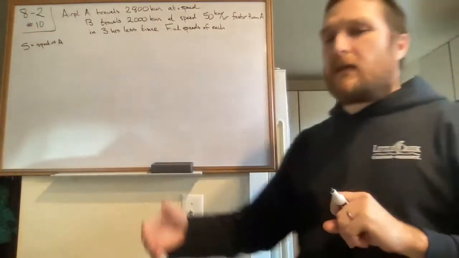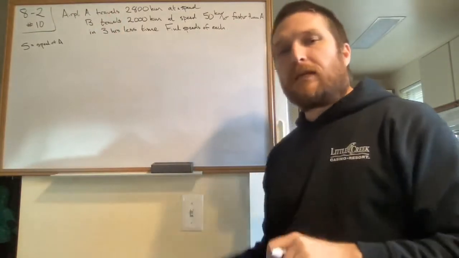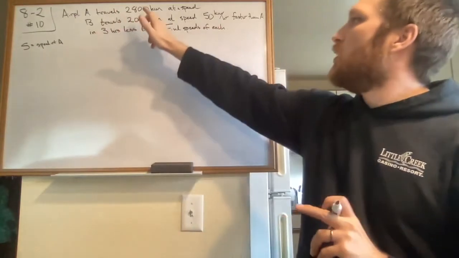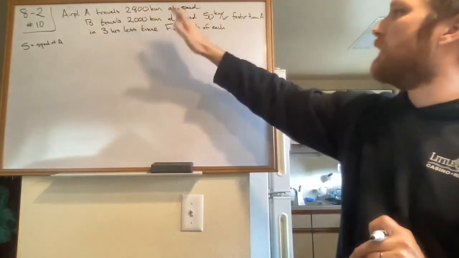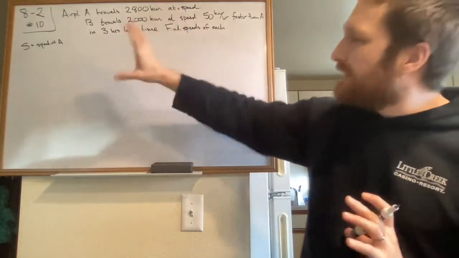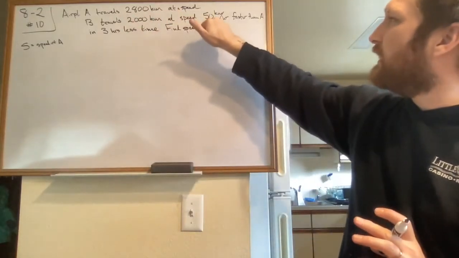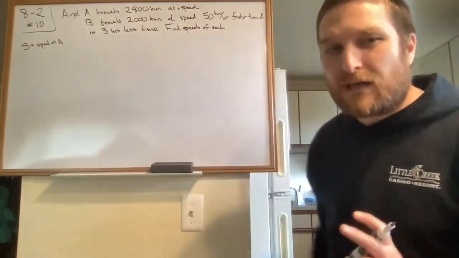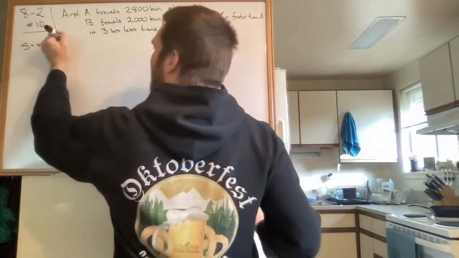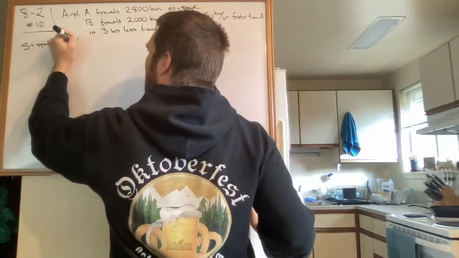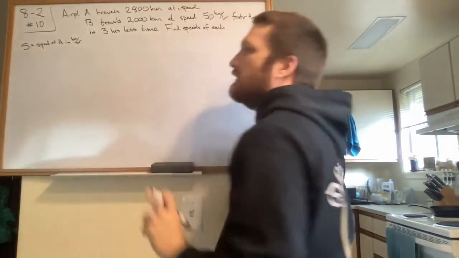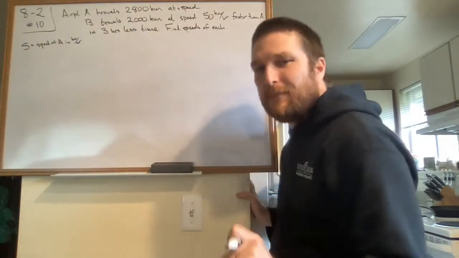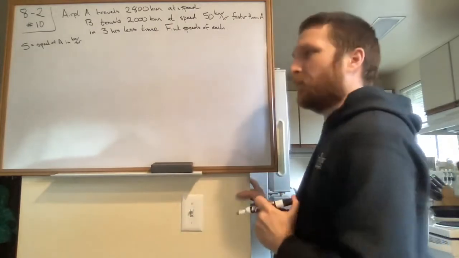Okay, now I could say let T be the speed of B, but we already have a way to relate it, right? It says that B travels 2,000 kilometers at a speed that is 50 kilometers per hour faster than A. So another thing I'm going to do up here is say S is the speed of A in kilometers per hour. This may or may not come into play, but sometimes it's nice to have that on your page somewhere.